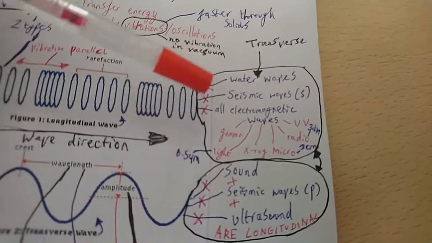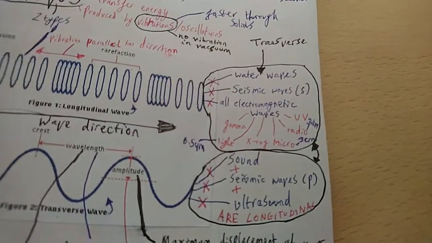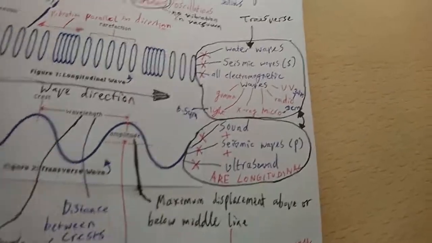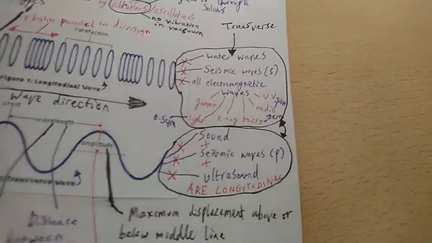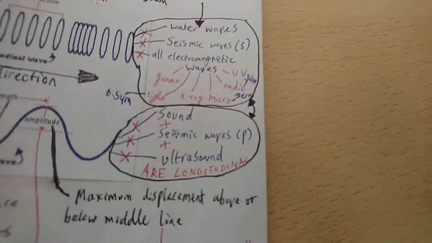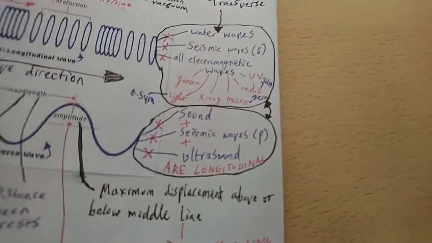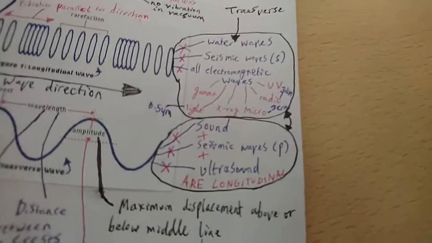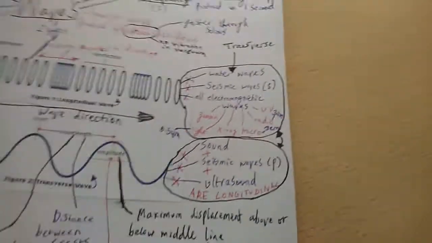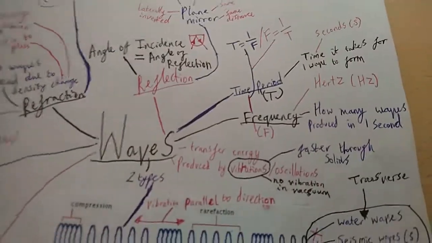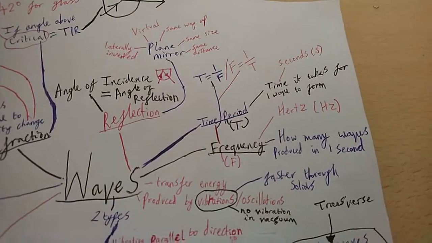And then the radio wave is 3 kilometers. The microwave is 3 centimeters. So that's just some examples of that length. And then the longitudinal waves include sound and seismic waves type P, which are different from type S, and ultrasound waves, which is basically like sound but better. They're all longitudinal. So we've learned about how waves transfer energy, and now we're going to go on to frequency and time period and that stuff.